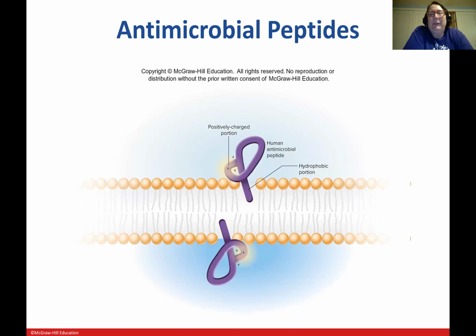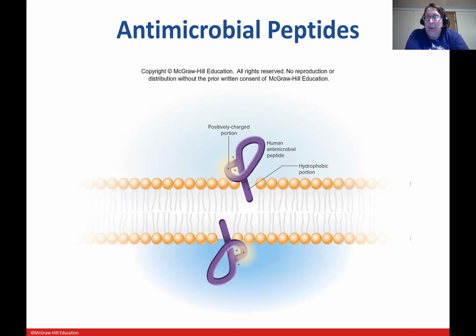So here's an example of what a defensin would look like. There is a part of the peptide that is hydrophilic, so it's perfectly happy out in the aqueous environment. And then there's a piece of it that's hydrophobic. The hydrophobic piece will actually insert itself into the cell membrane through those phosphate groups at the top and down into the lipid layer of the cell membrane.